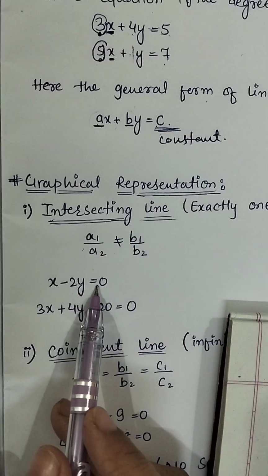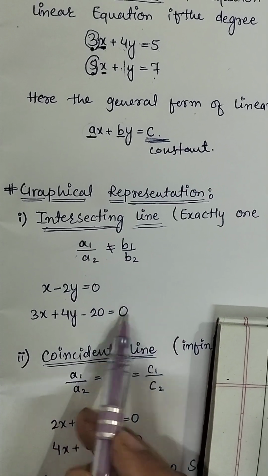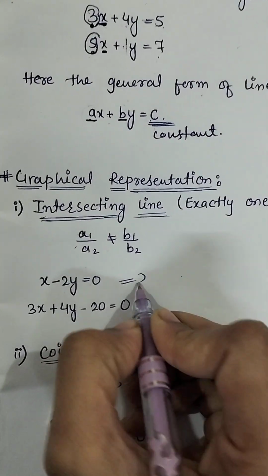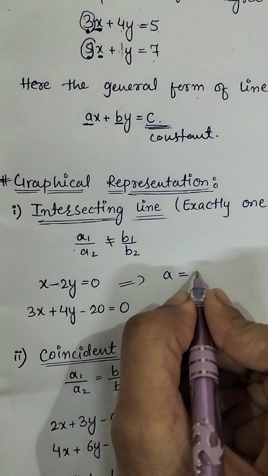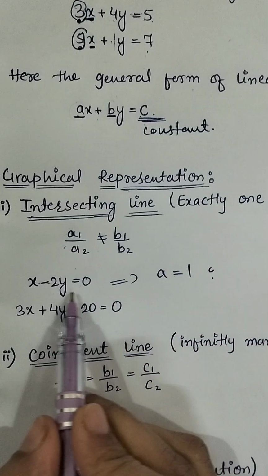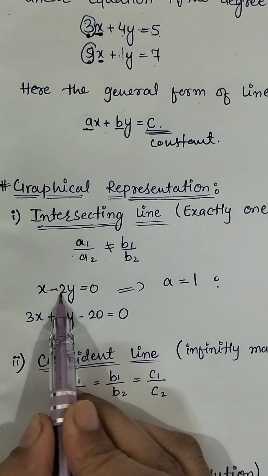Here x minus 2y is equal to 0, 3x plus 4y minus 20 is equal to 0. Here what is the coefficient of x? The coefficient of x is 1. Here what is the coefficient of y? Minus 2.